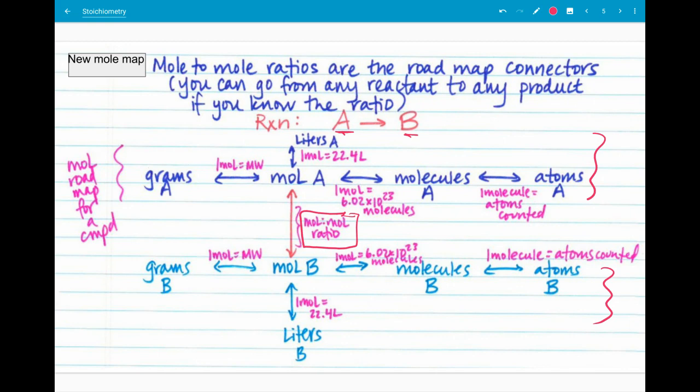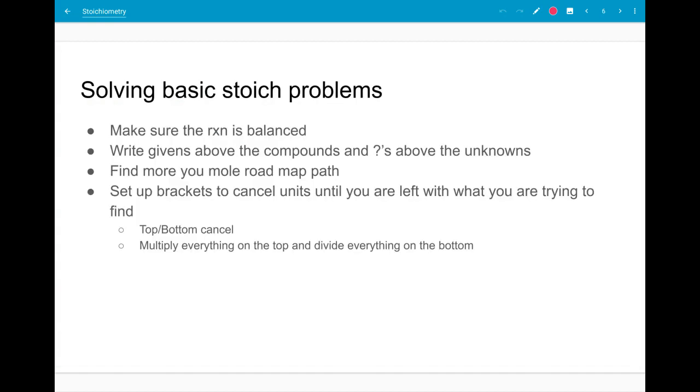So theoretically, I could go from grams of A to moles of A to moles of B to molecules of B to atoms of B. I can do any variation here. Or maybe I just go moles of A to moles of B using my mole-to-mole ratio. So you need to be able to read this mole roadmap really well, and I would have this in a very, very handy place.